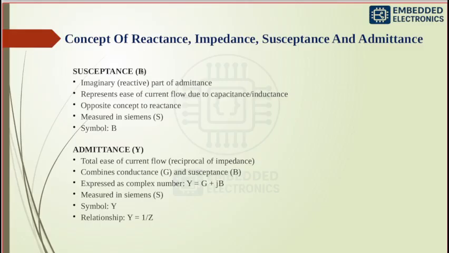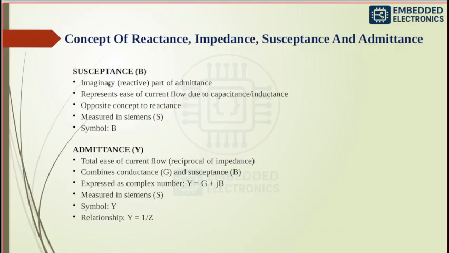Next is susceptance. It is represented using the symbol B and the unit is Siemens. Susceptance is the imaginary part of the admittance. It represents the ease of current flow due to capacitance or inductance. It is the opposite concept of reactance.